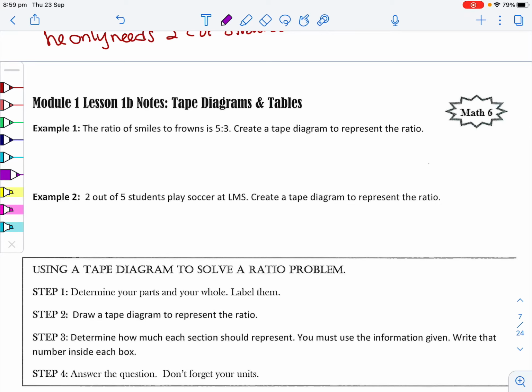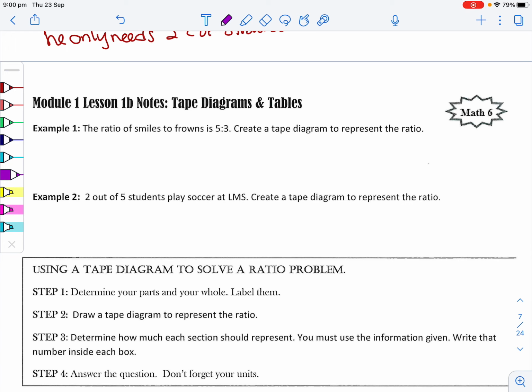Hey everyone, today we are going to start using ratios to solve problems, and we are going to do that by creating tape diagrams. So in my first examples here, the first two at the top, we are actually going to just create tape diagrams. Example 1 says the ratio of smiles to frowns is 5:3.